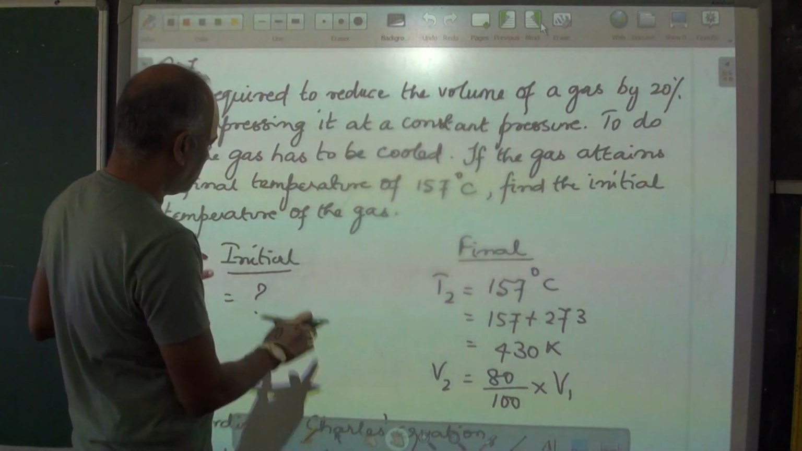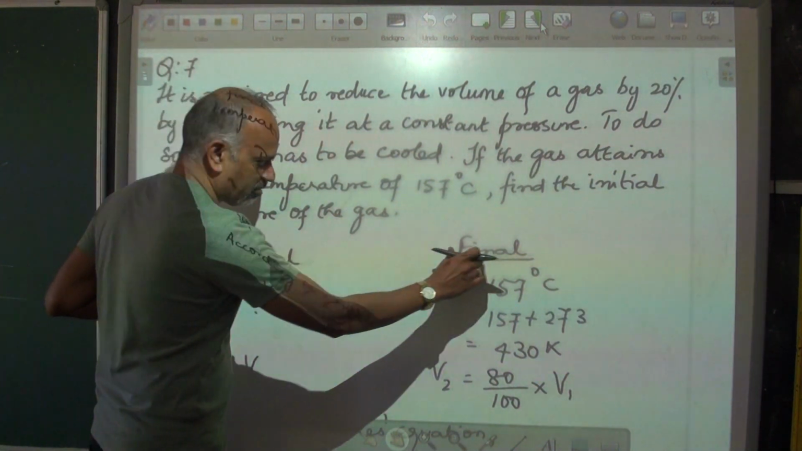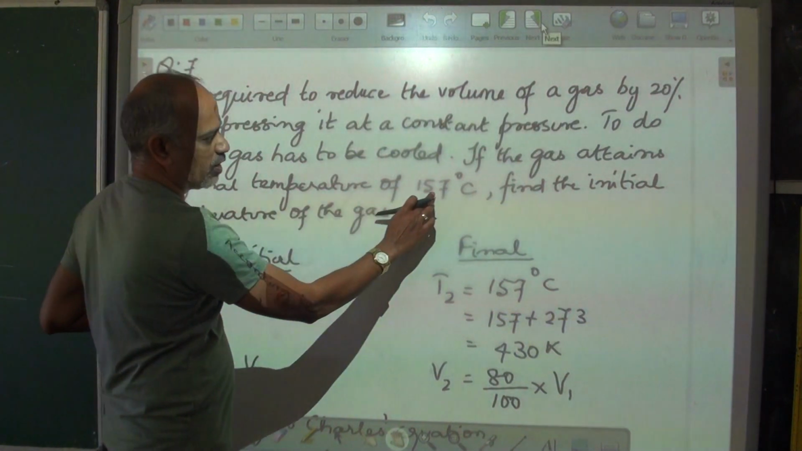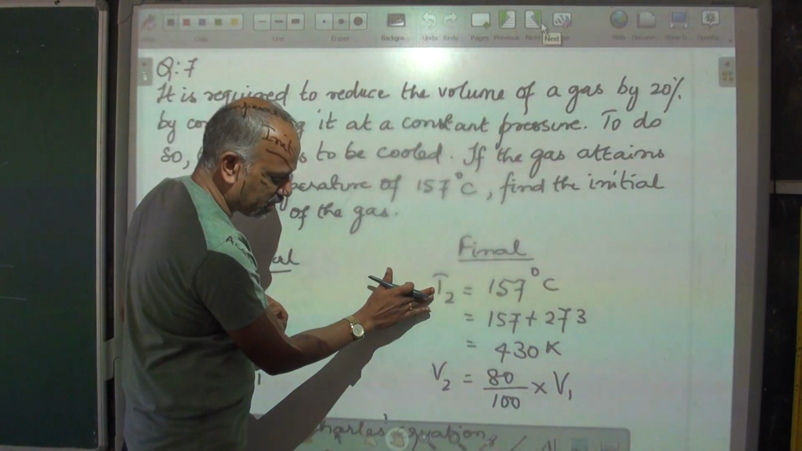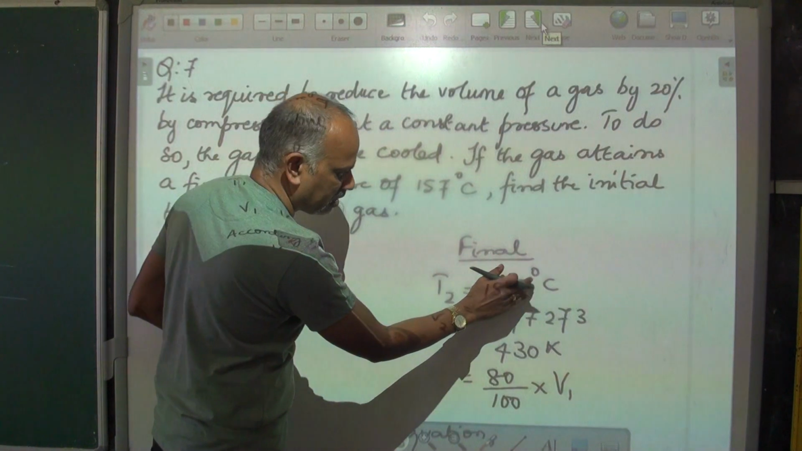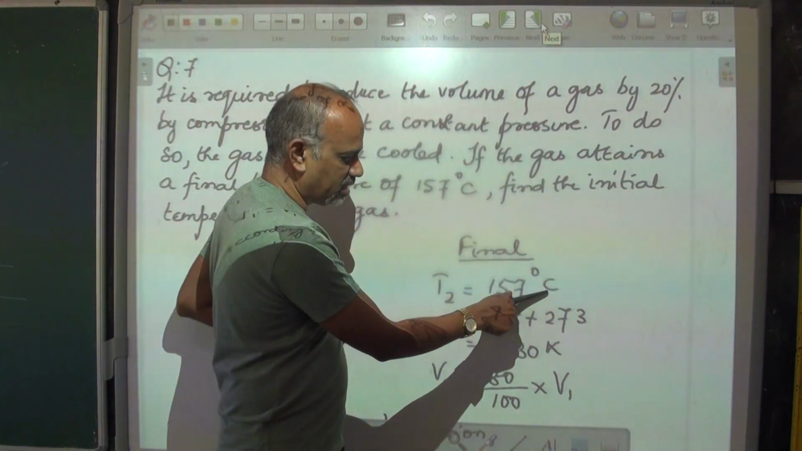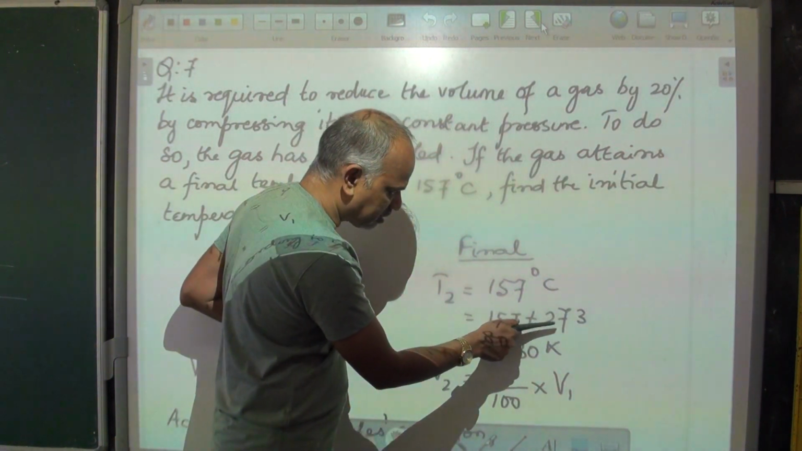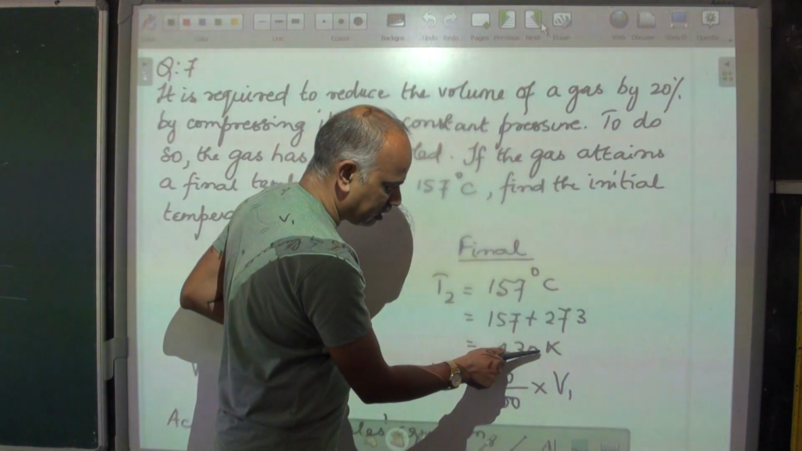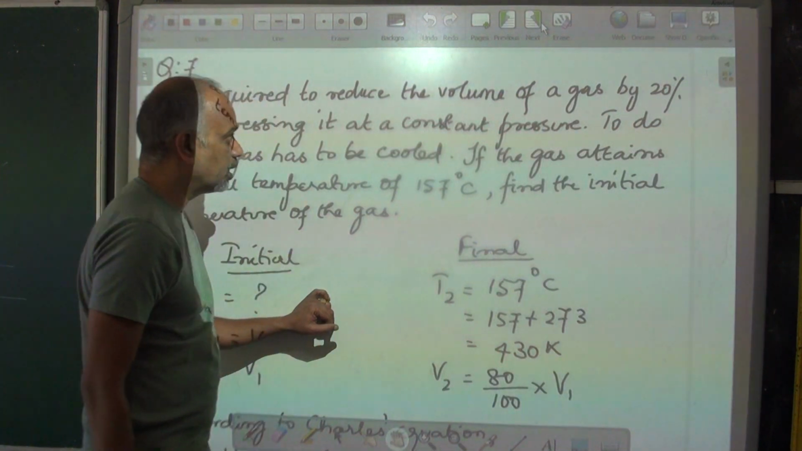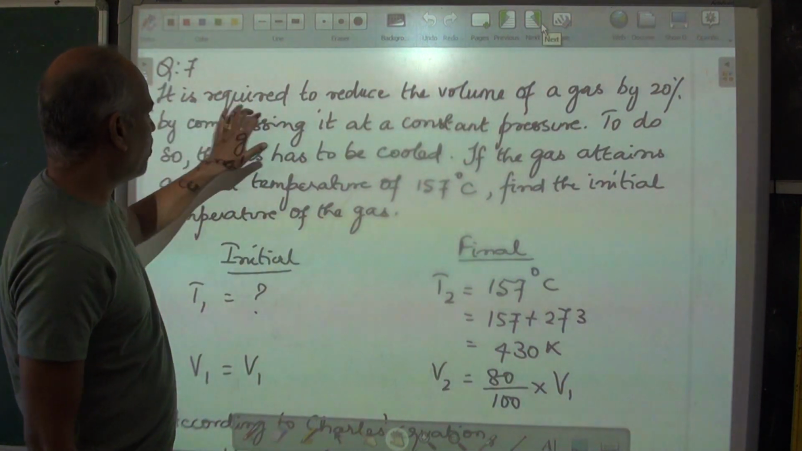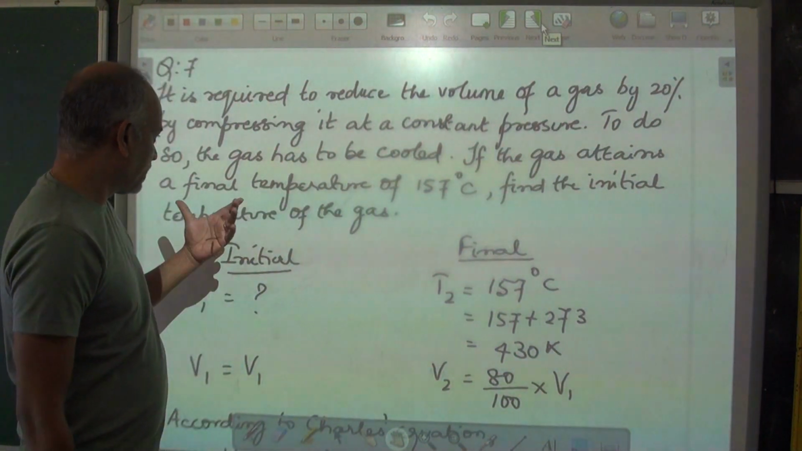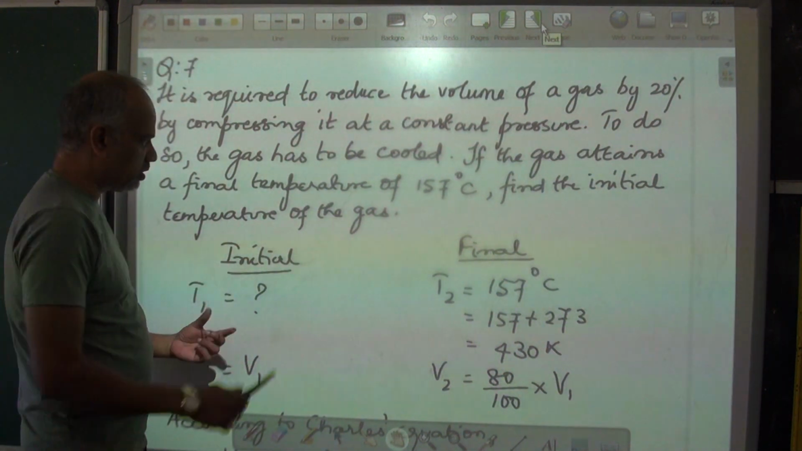So two cases again, initial and final. If you read this, final temperature of 157, final temperature, that is T2, is 157 degrees Celsius. It is in degrees Celsius, you have to change it to Kelvin. So 157 plus 273, that will give you 430 Kelvin. Now, it is required to reduce the volume of the gas by 20%. Now, initial temperature, you don't know, that's what is asked.